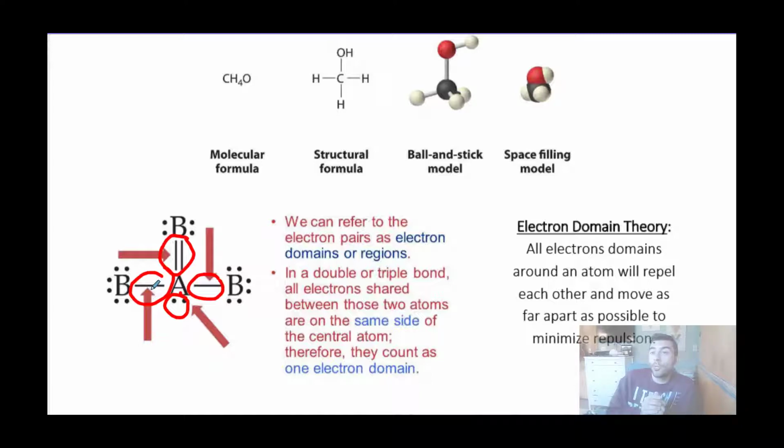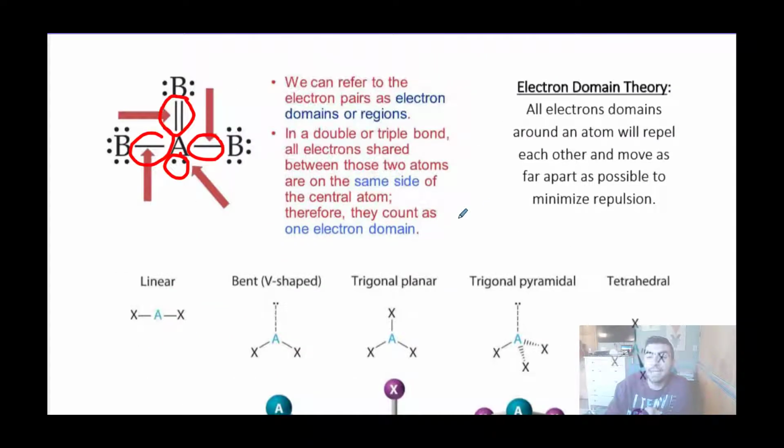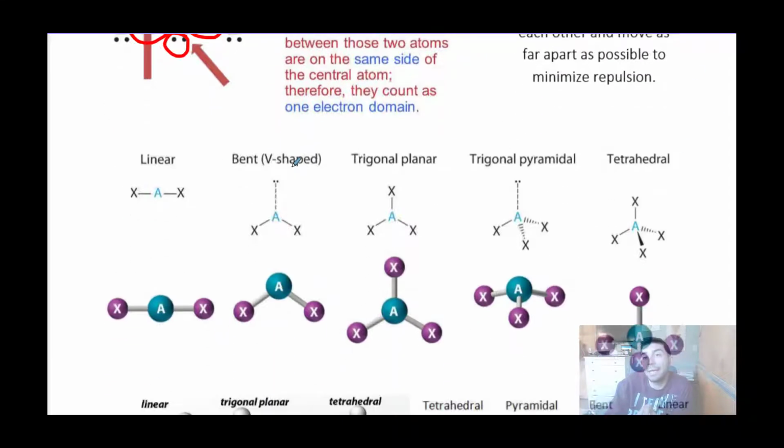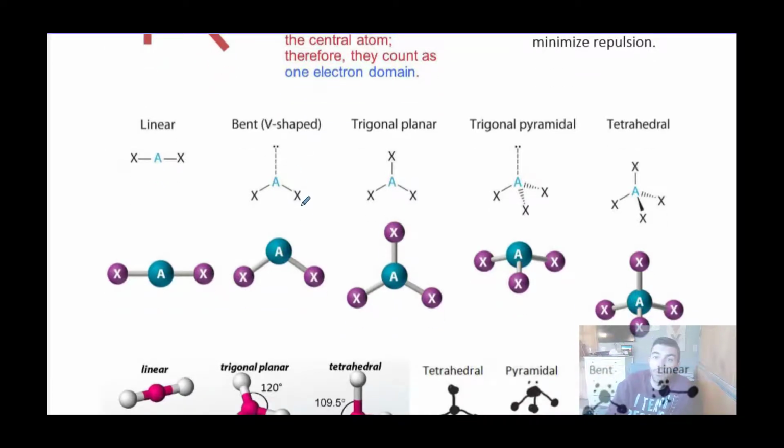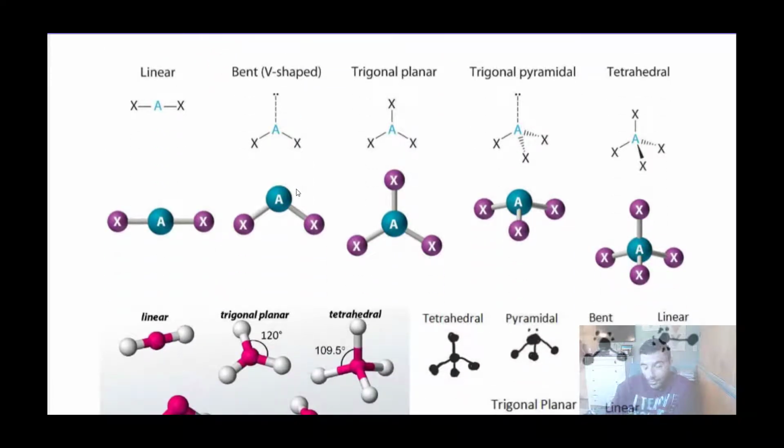The way that those domains interact is the key to understanding what three-dimensional shape the molecule is going to assume. Electron domain theory says that all electron domains, because the electrons are negative, are going to repel each other as far apart as possible and arrange themselves around a central atom to minimize the repulsive force that they feel from each other. That really is the key to understanding why molecules have the shapes they do. The shapes that we went over were linear, bent, trigonal planar, trigonal pyramidal, and tetrahedral.